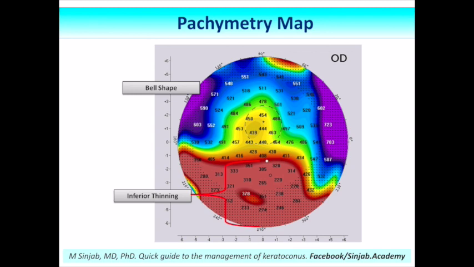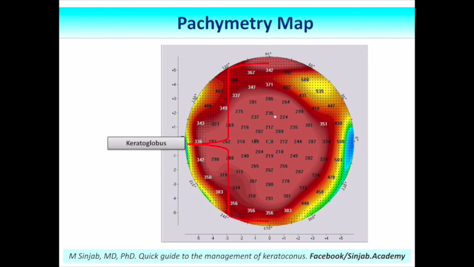As you see here, there is an inferior thinning of the cornea, and this shape is a hallmark that differentiates between the pellucid marginal degeneration and the pellucid-like keratoconus, as will be discussed later in detail. Finally, there is an abnormal shape which is called the keratoglobus. In keratoglobus, the thinning is generalized, and as you see here, it extends to the periphery of the cornea and the limbus.